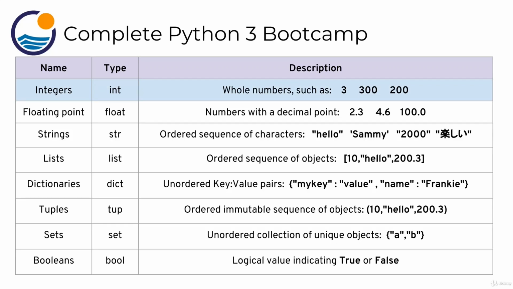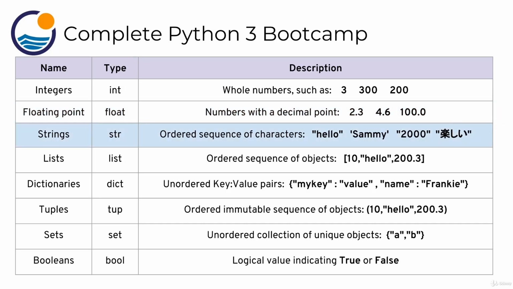We start off with integers, and those are just basic whole numbers, such as 3, 300, 200. Then we have floating point numbers, and those are numbers with a decimal point, 2.3, 4.6, 100.0. Notice here that even if you have 100.0, that still counts as a floating point number. That's no longer an integer because it has a decimal point.